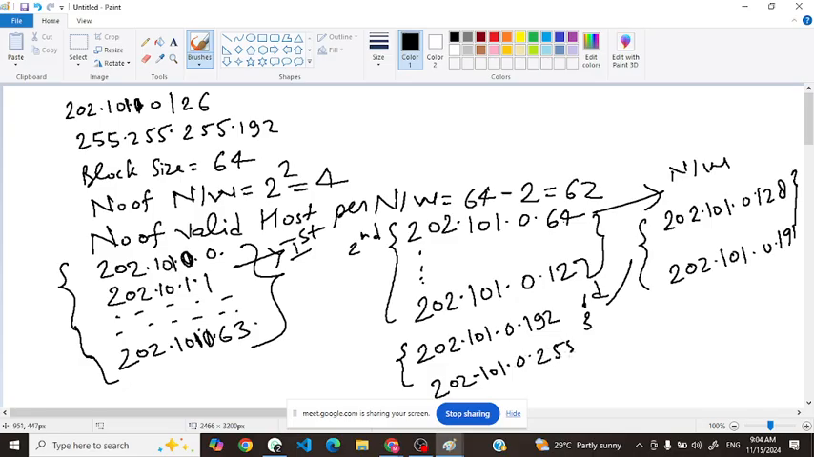Oh, sorry, sir. The block size will be 63. No, sorry. Then 127 plus 63 will be the broadcast, 190. Is it clear for everyone? Abdul, is it the same? I think it should be 64, the same for you also.